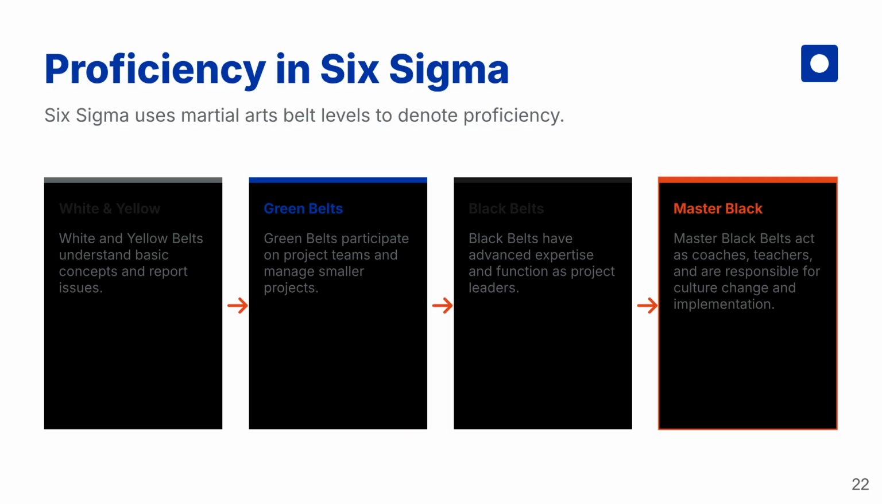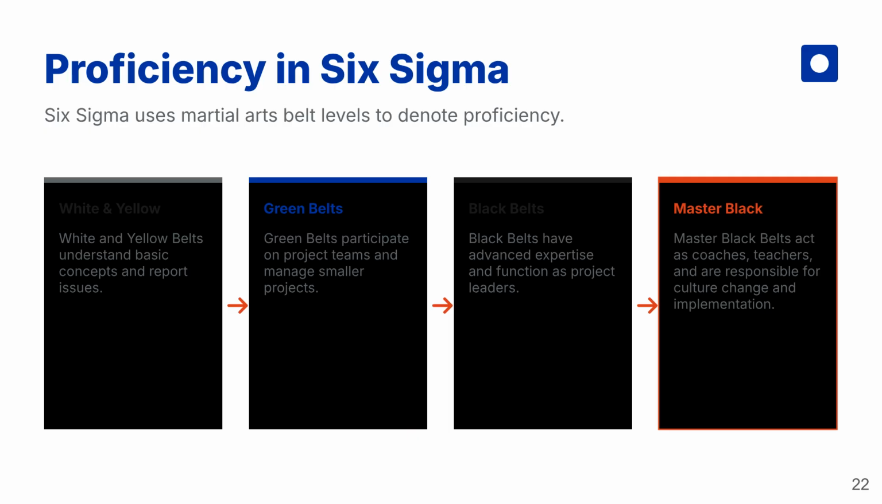The next level is the green belt. Green belts have a deeper understanding of Six Sigma tools and techniques. They actively participate in project teams and are capable of leading smaller improvement projects within their departments. While continuing their regular job responsibilities, they use data analysis and problem-solving methods to improve process performance.